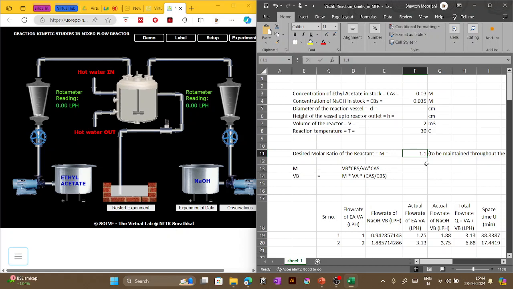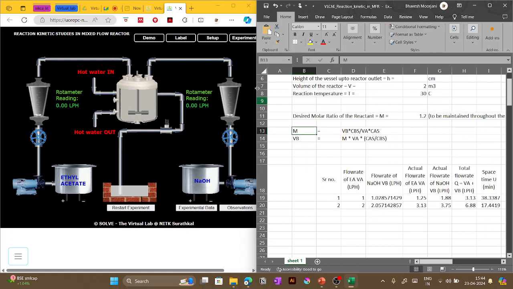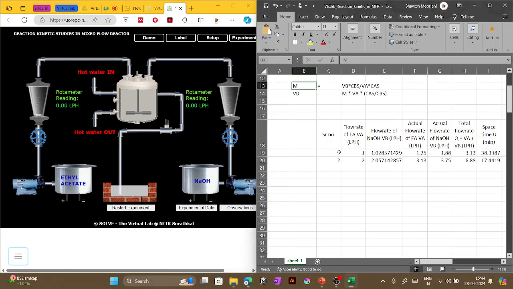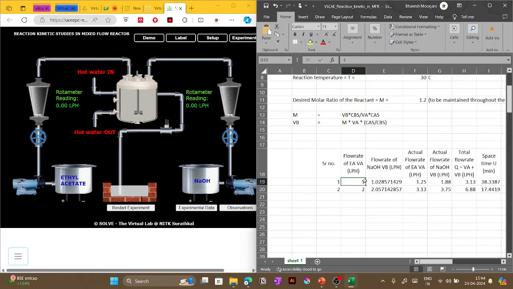Okay, so let's say we decide the desired molar ratio as 1.2, which will be maintained throughout the reactor. Initial molar ratio M is given by VB into CBS divided by VA into CAS. So VB will be M into VA into CAS divided by CBS, just a rearrangement. Go to the experiment part here. We are already here. Now we have to decide the flow rates. So let's say we will start initially with lower flow rates and then move forward with higher flow rates.